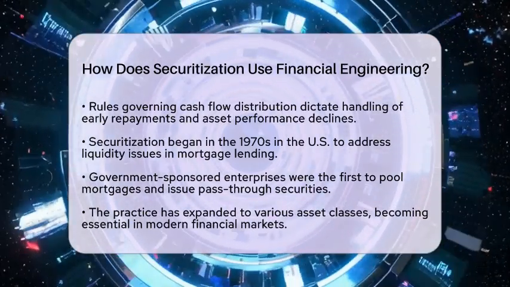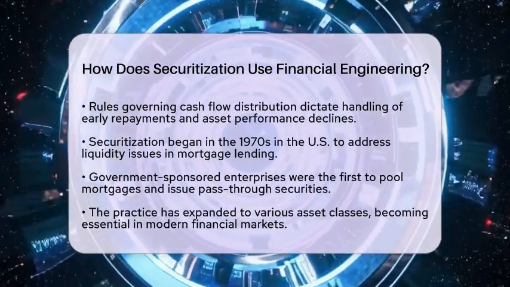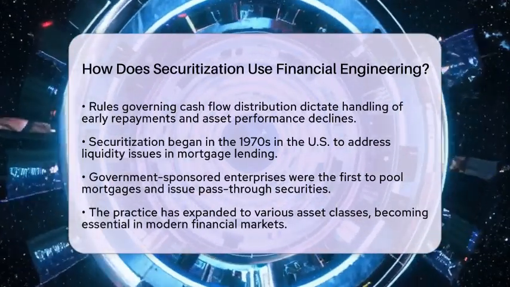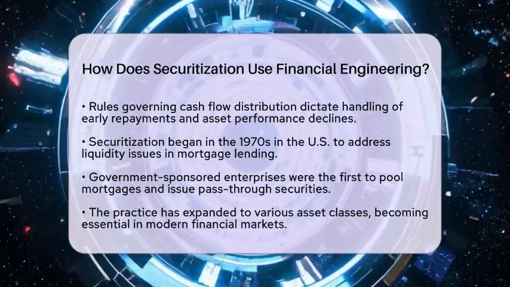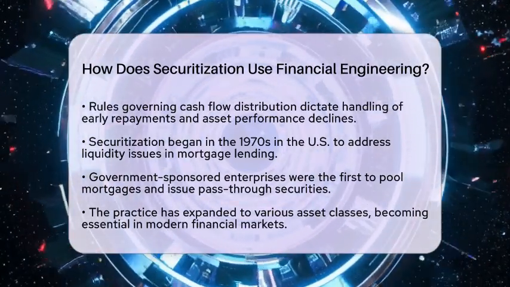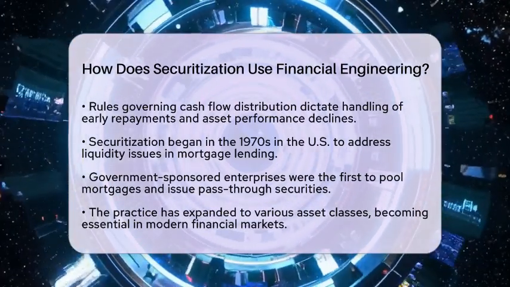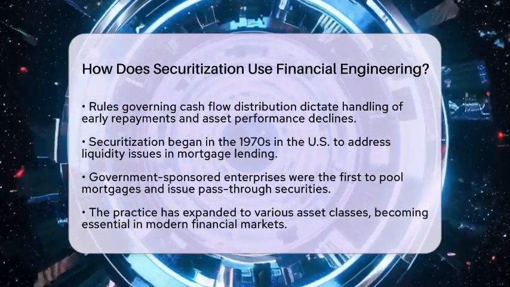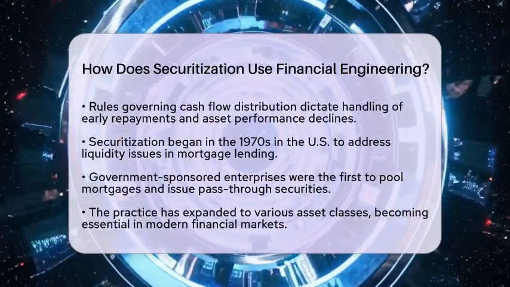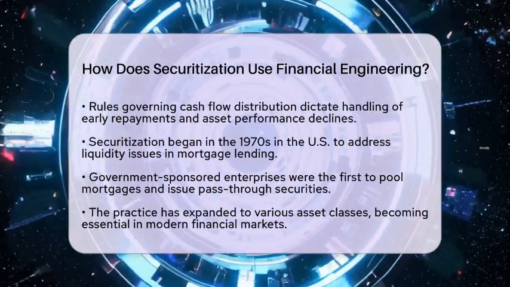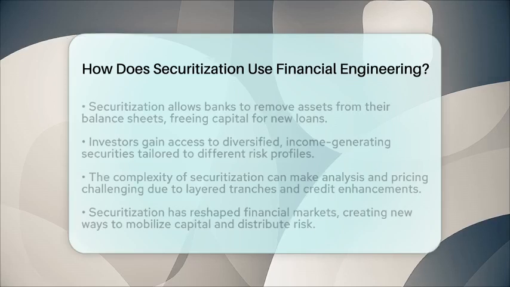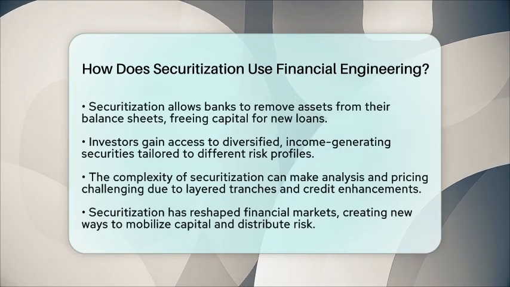Historically, securitization began in the 1970s in the United States. It was initially used to solve liquidity issues in mortgage lending. Government-sponsored enterprises were the first to pool mortgages and issue pass-through securities. This innovation allowed lenders to tap into national capital markets and better manage interest rate risks. Over time, securitization expanded beyond mortgages to include various asset classes. It has become a fundamental part of modern financial markets.